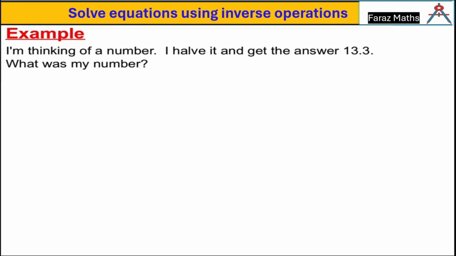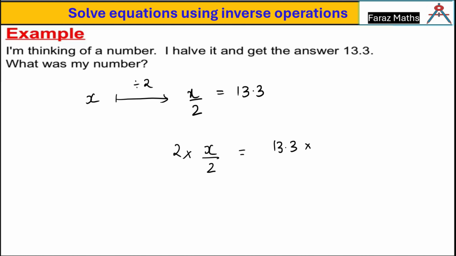Okay, coming to the next. I'm thinking of a number, that number is x. I halve it. So that means divide by 2, and it will look like this, x over 2. And get the answer 13.3, equals 13.3. What was my number? So the inverse of division is multiplication, 2 is in division. So that's why 2 will multiply on the right side. Or you can say that multiply by 2 on both sides. Now 2 ones are 2, 2 ones are 2. And then x equals 13.3 times 2, which is 26.6.